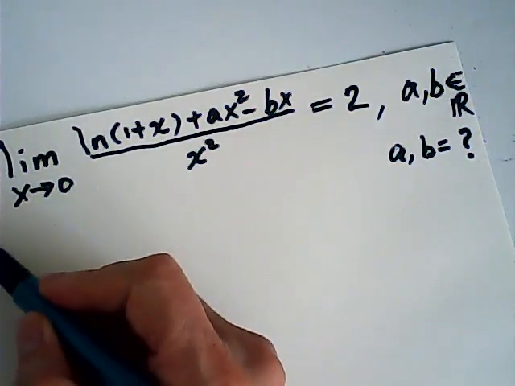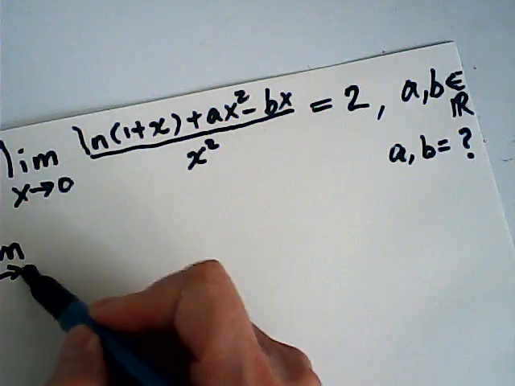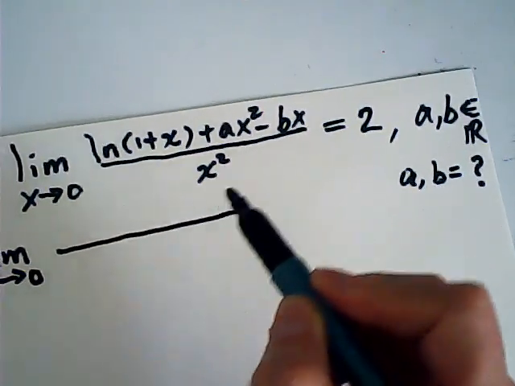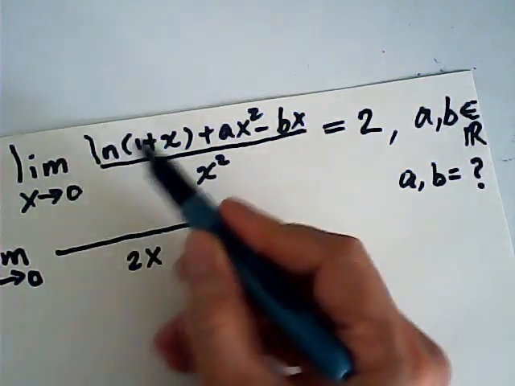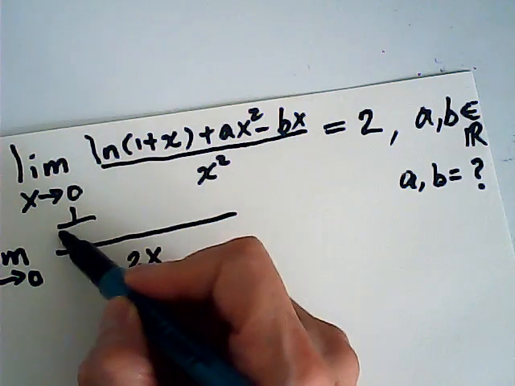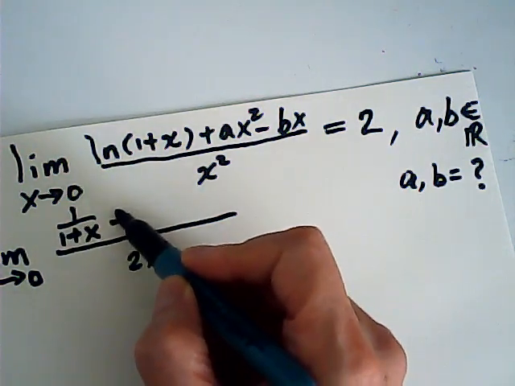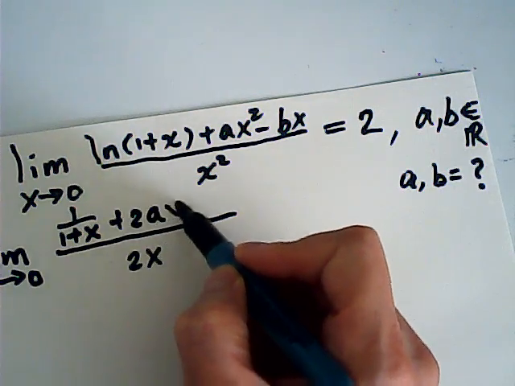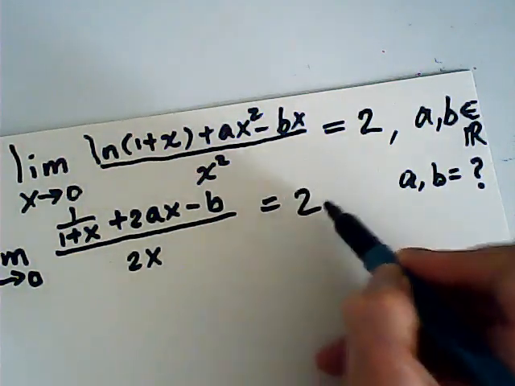So this means x goes to 0, and this will be 2x, that will be 1 over 1 plus x, plus 2ax minus b, is equal to 2.